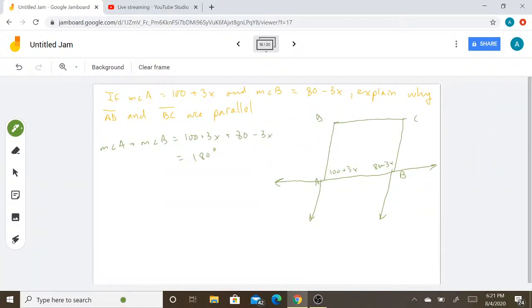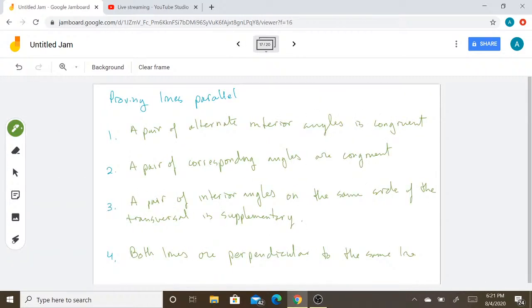So we add these two angles together, and we got 180. So we know that these angles are supplementary. And they're interior angles because they're on the insides of the lines AD and BC, while on the same side of the transversal, which is AB in this case. So through all this, we know that side AD is parallel to side BC, because we proved this third statement true.